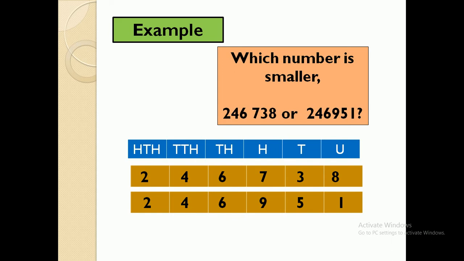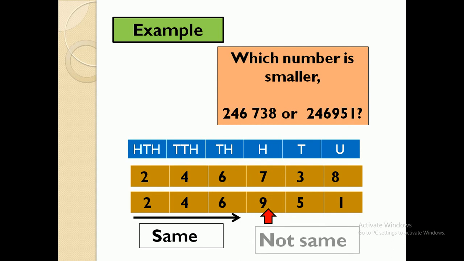So now students, after placing the values, we will check the place value of each digit starting from the largest place, that is 100,000, and it starts from the left side. And we can say that the digits in the 100,000, 10,000 and 1,000 places are the same. And if we check the 100 place, the digits are not the same. So students, what will we do now?